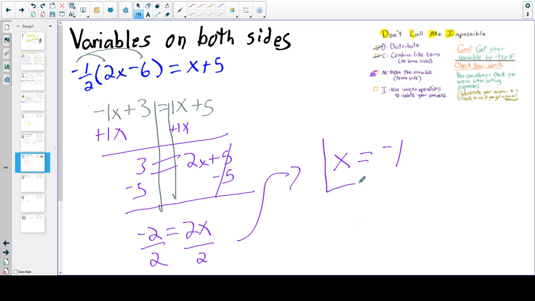And again, I'll do it with you live right now. Use your calculator to check your work. Negative 1/2 times 2 times negative 1 minus 6. That gets me 4. And then, on the other side, replacing x with negative 1, negative 1 plus 5, that's also 4. Took me 2 seconds to check my work. Now I know if this question was on your test, I know that I'm correct and I can move on.